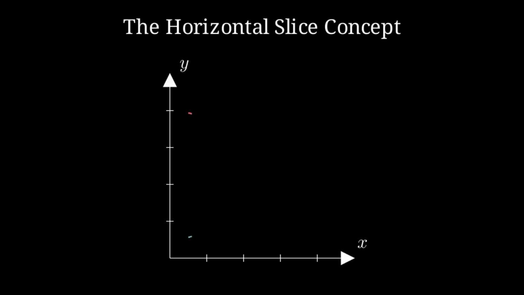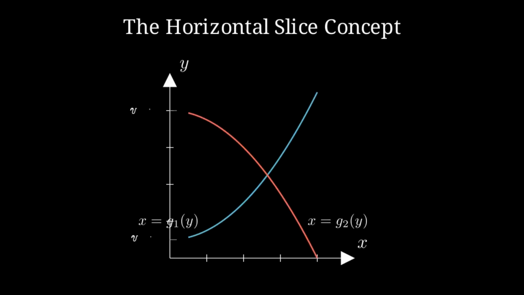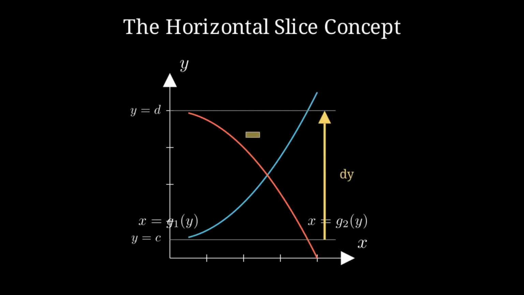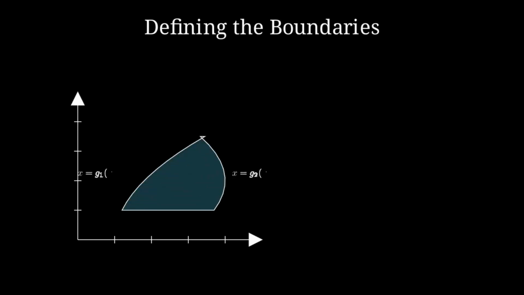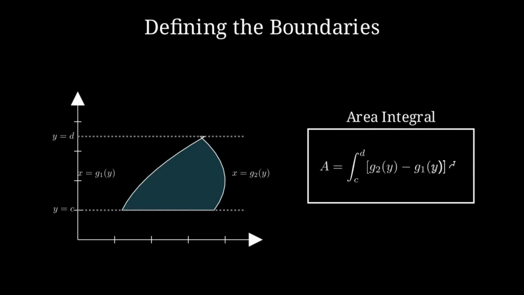In horizontal slicing, we treat the region as a stack of thin horizontal strips. We integrate with respect to x first, moving from the left boundary to the right boundary, then integrate the results with respect to y. To set up the integral, we identify the lower and upper bounds for y, which are constant c and d. Then, we determine the inner limits for x, which are functions of y representing the left and right walls. This is our iterated integral.